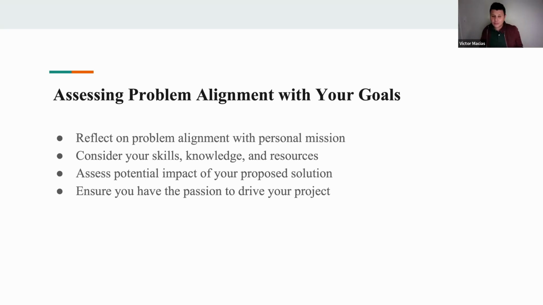Assess the impact of your proposed solution and ensure you have the passion to drive your project. That's why it's so important to tap into your why, because it's going to take longer than you think. It's going to take more money than you think. It's going to take a lot of resilience. If you're not in love with your why, if you're not in love with the meaning behind what you're trying to do, it's going to be very hard to stay on track, right? It's about patience and it's about resilience and it's about staying on that track.